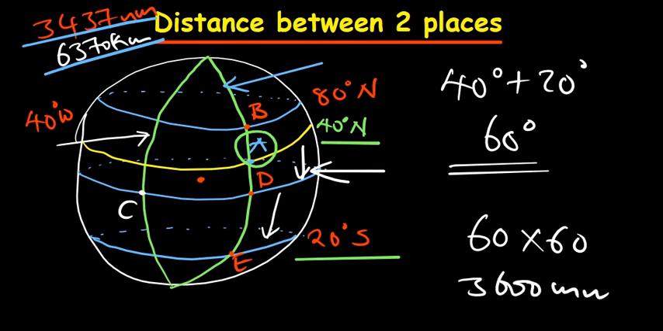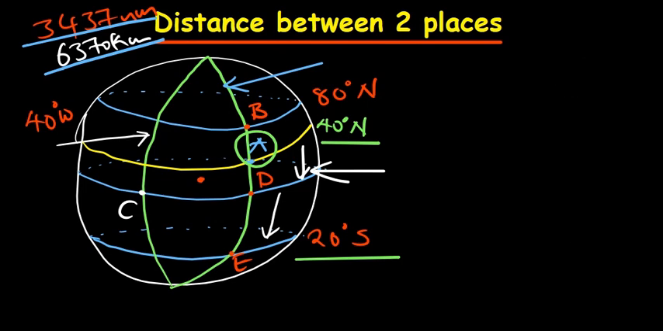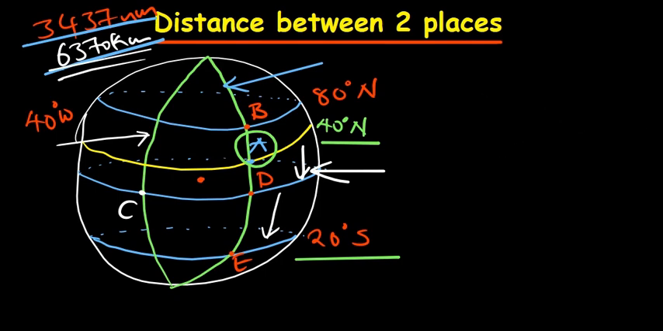Okay? So 60 degrees over 360 again is what you should expect. So 60 over 360 if you are using the other formula, and then 2 pi r, which is of course 6370 if you're dealing with kilometers. Simple and straightforward, right? I hope we're getting somewhere.